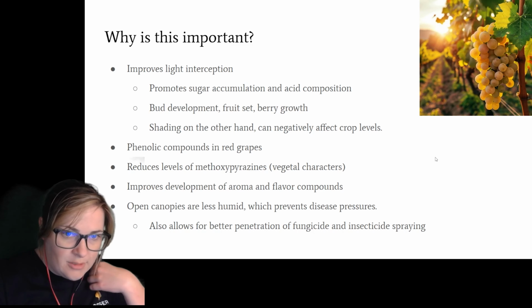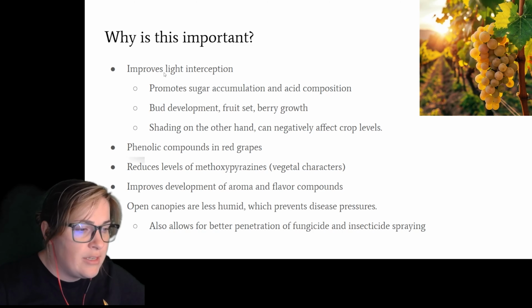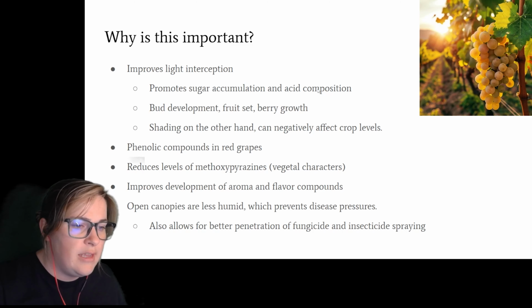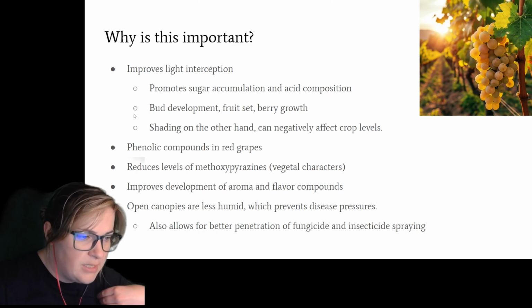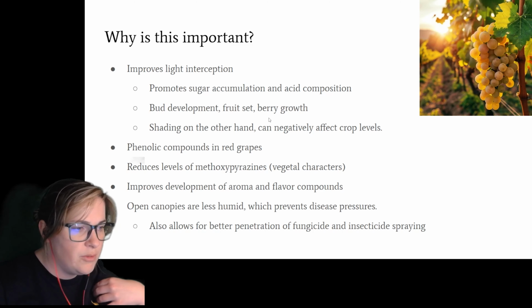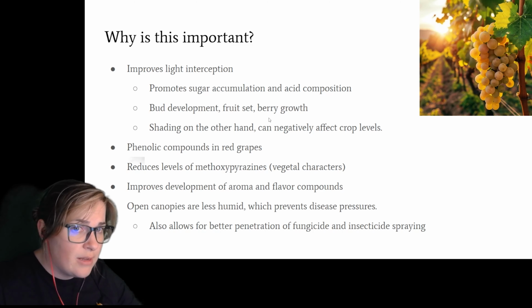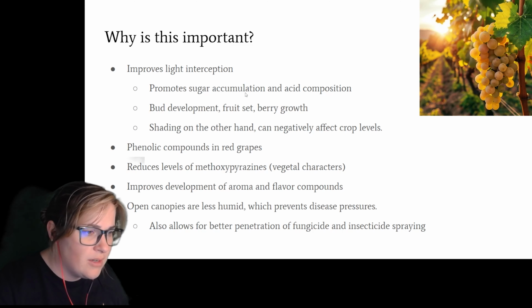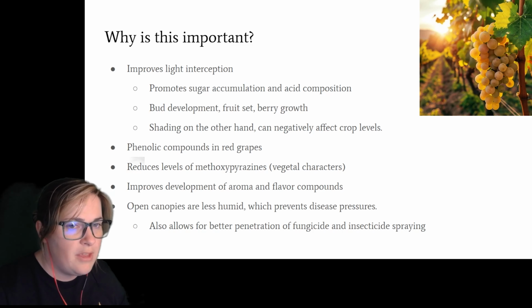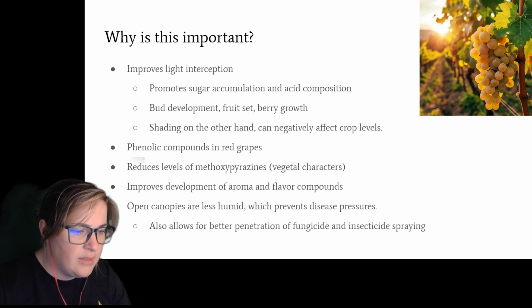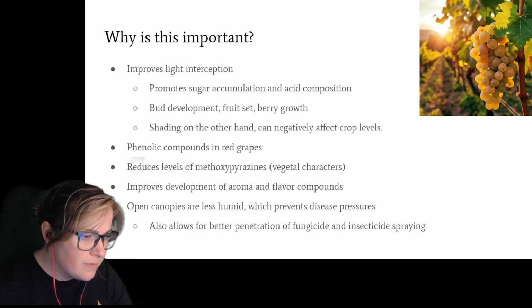So why is this important? Specifically for grapevines, light interception, right? It's going to help promote sugar accumulation and acid composition, bud development, fruit set, berry growth, and also shading can negatively affect crop levels. So this is an important slide. I would definitely focus on this. A lot of this presentation is just based on how managing the canopy affects the fruit, and so the ripening, disease pressures, mildew, etc. These are all going to be really important things to remember as you take your exam.